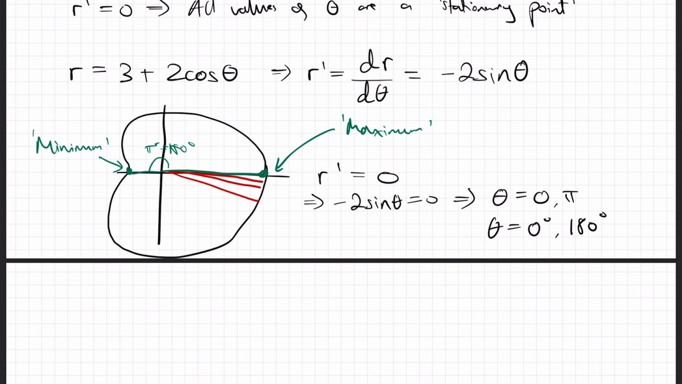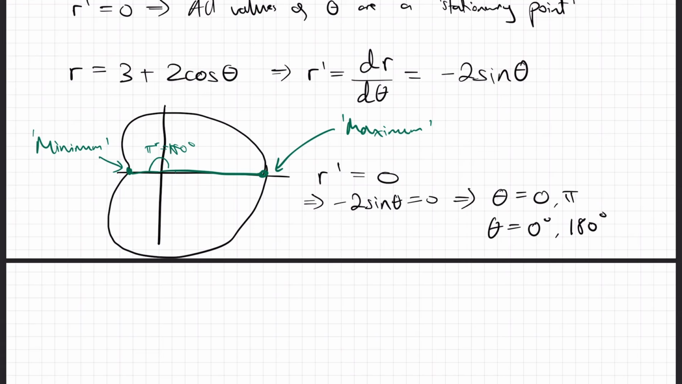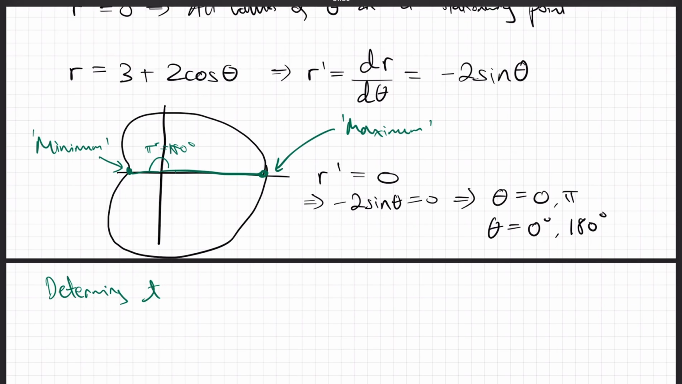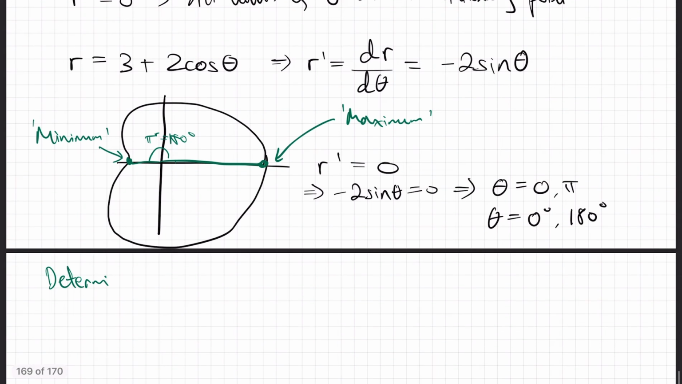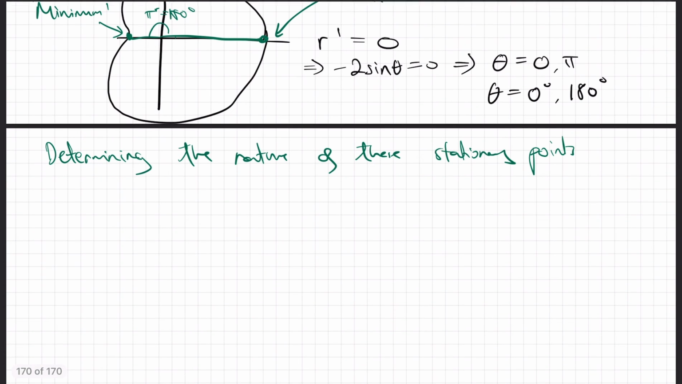So just the same thing as in the Cartesian plane, but just a bit more confusing now. And we can use the same sort of tricks as we use on the Cartesian plane to figure out the nature of these stationary points. So let's say determining the nature of these stationary points. And to do that, we use the second derivative.